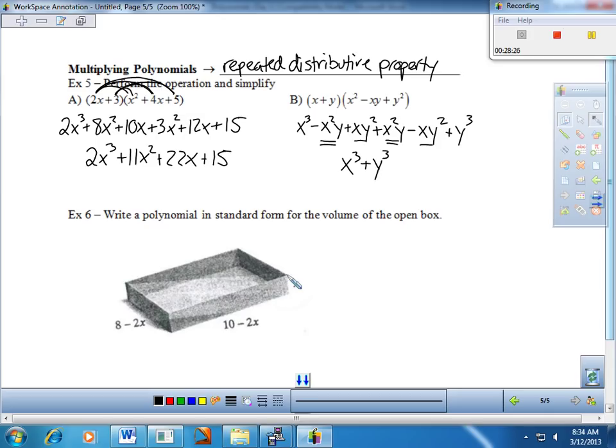All right, well anyway, write a polynomial in standard form for the volume of the box. Hey guys, it's just a rectangular prism. So give me a little length times width times height on your paper. That would be ideal. And let's go ahead and put this together here. I'm getting a 10 minus 2x as the length. How does an 8 minus 2x as the width sound? And the height turns out to be x.